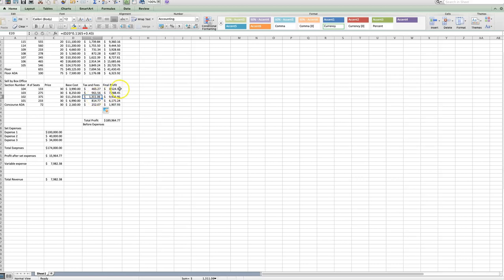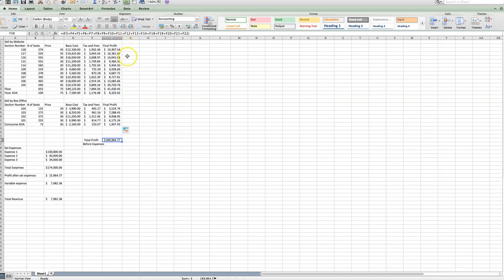Once again, for final profit, this is your base cost minus your taxes and fees. Pull that down, the number should go in. So this number right here is your total profit before expenses, okay? So you're going to take all of these numbers and add them up. That is your total profit before your expenses, all right?